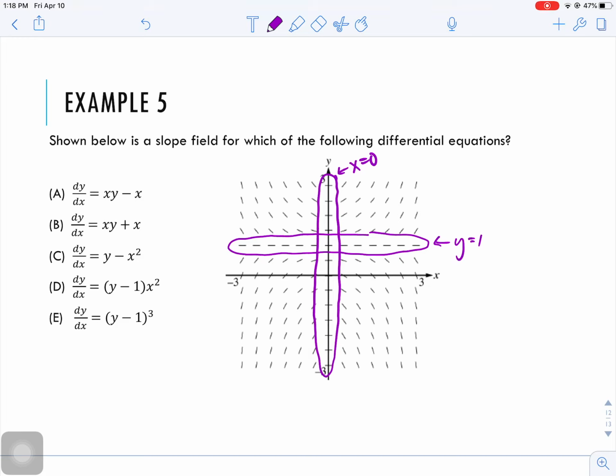So if we look over at the answer choices, A through E, every time we plug in x equals 0, we should get dy/dx is 0. Every time we plug in y equals 1, we should get dy/dx is 0. Those should give us slopes that are always 0.